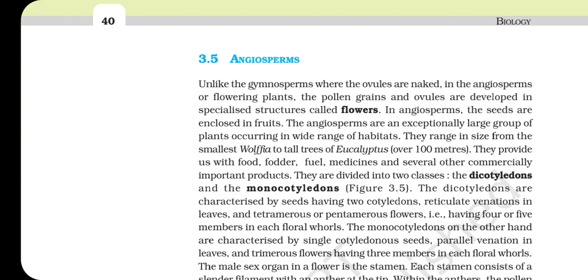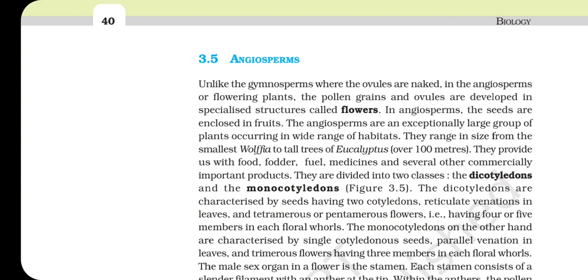They provide us with food, fodder, fuel, medicine, and several other commercially important products. They are divided into two classes, the dicotyledons and monocotyledons. The dicotyledons are characterized by seeds having two cotyledons, reticulate venation in leaves, and tetramerous or pentamerous flowers, having 4 or 5 members in each floral whorl.